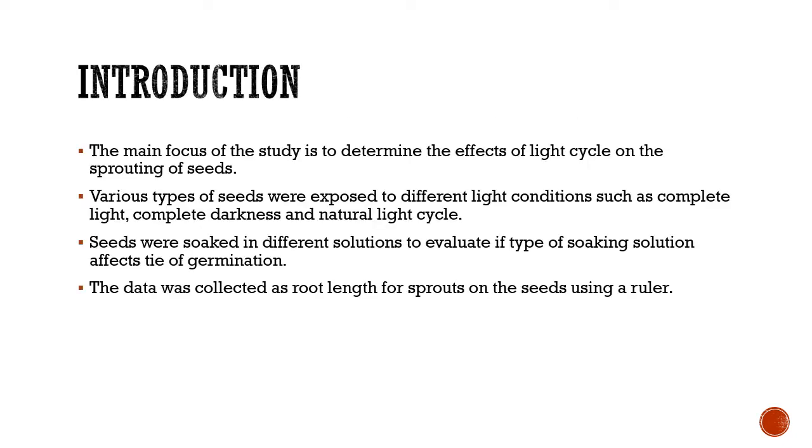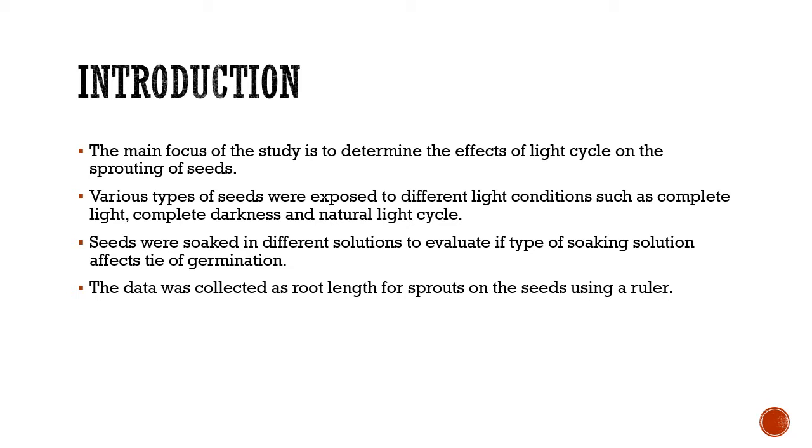The title of the study is to determine the effect of light and dark cycles on seed sprouting. Basically, this study was conducted to determine the effects of different types of light cycles on the sprouting of seeds. For this, various types of seeds were exposed to different lighting conditions, which included complete darkness, complete light, and natural light cycles. The seeds used in this study were soaked in different soaking solutions, which were water and 100 microgram per ml ascorbic acid solutions.